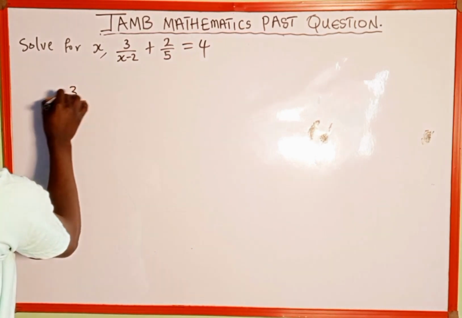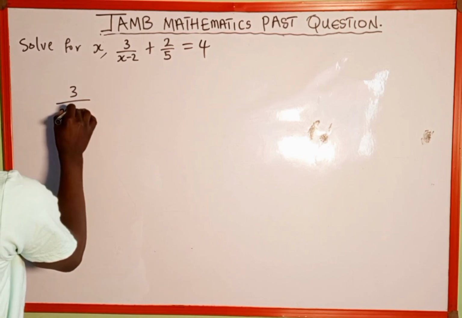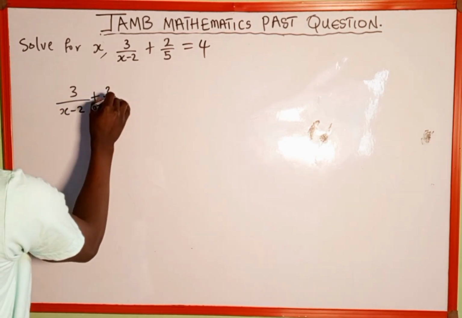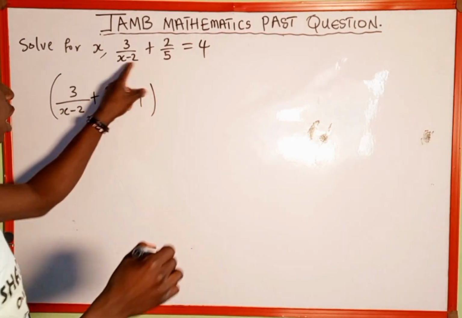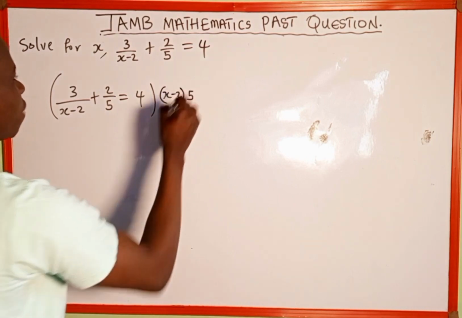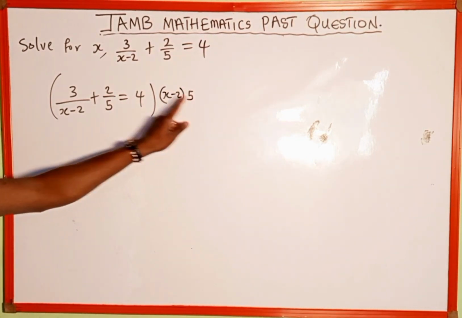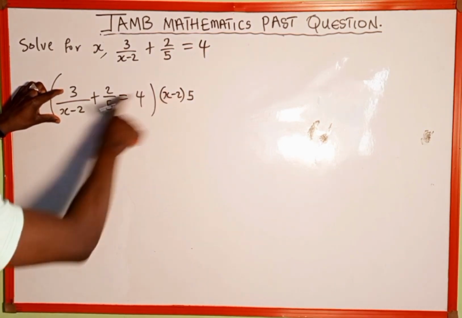So the given equation is 3 over x minus 2 plus 2 over 5 is equal to 4. Then we multiply it by the LCM. So the LCM is just x minus 2 then multiply by 5. So x minus 2 multiplied by 5, when we multiply this by this, it is going to cancel this.